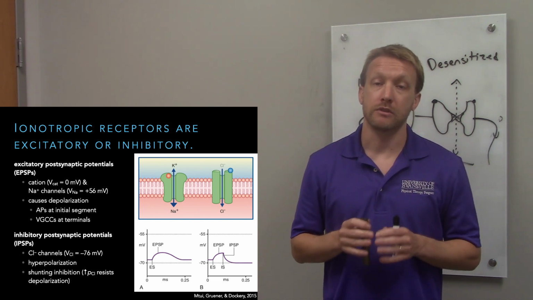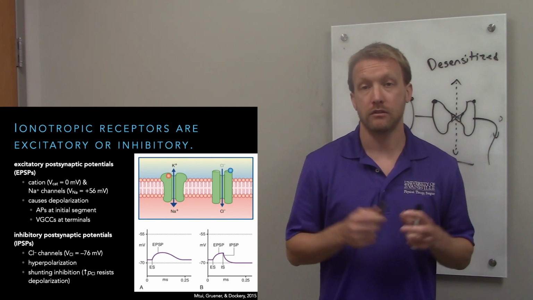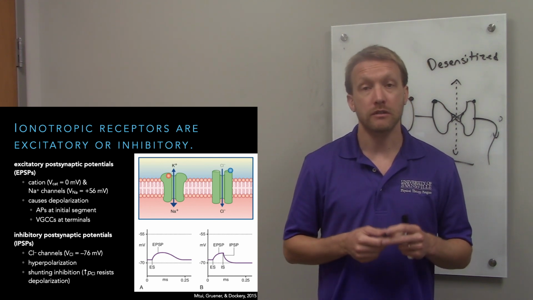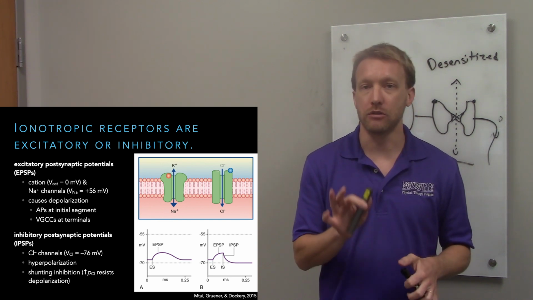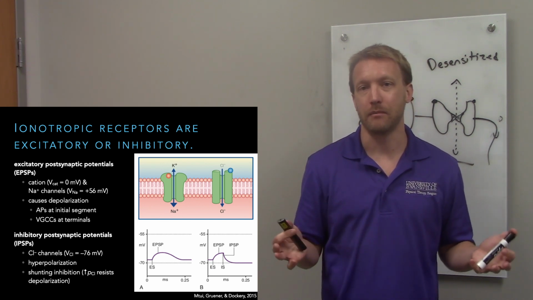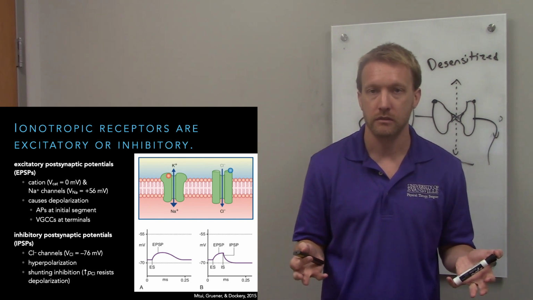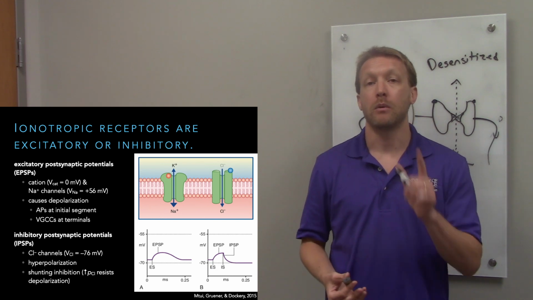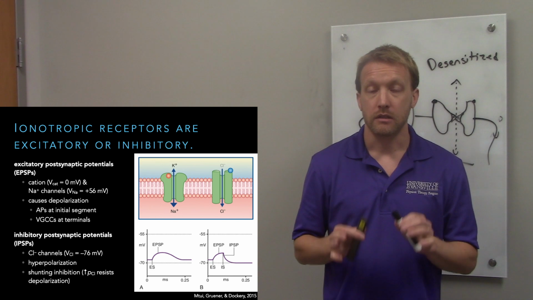Inhibitory receptors, on the other hand, use chloride. Chloride still reverses at minus 76 millivolts or so, so this is going to hold us at rest. It might cause a little bit of hyperpolarization, but not much. Think about the driving force. A whole 6 millivolts of driving force. So you're not going to get much hyperpolarization, but what you will do is shunt the excitation.